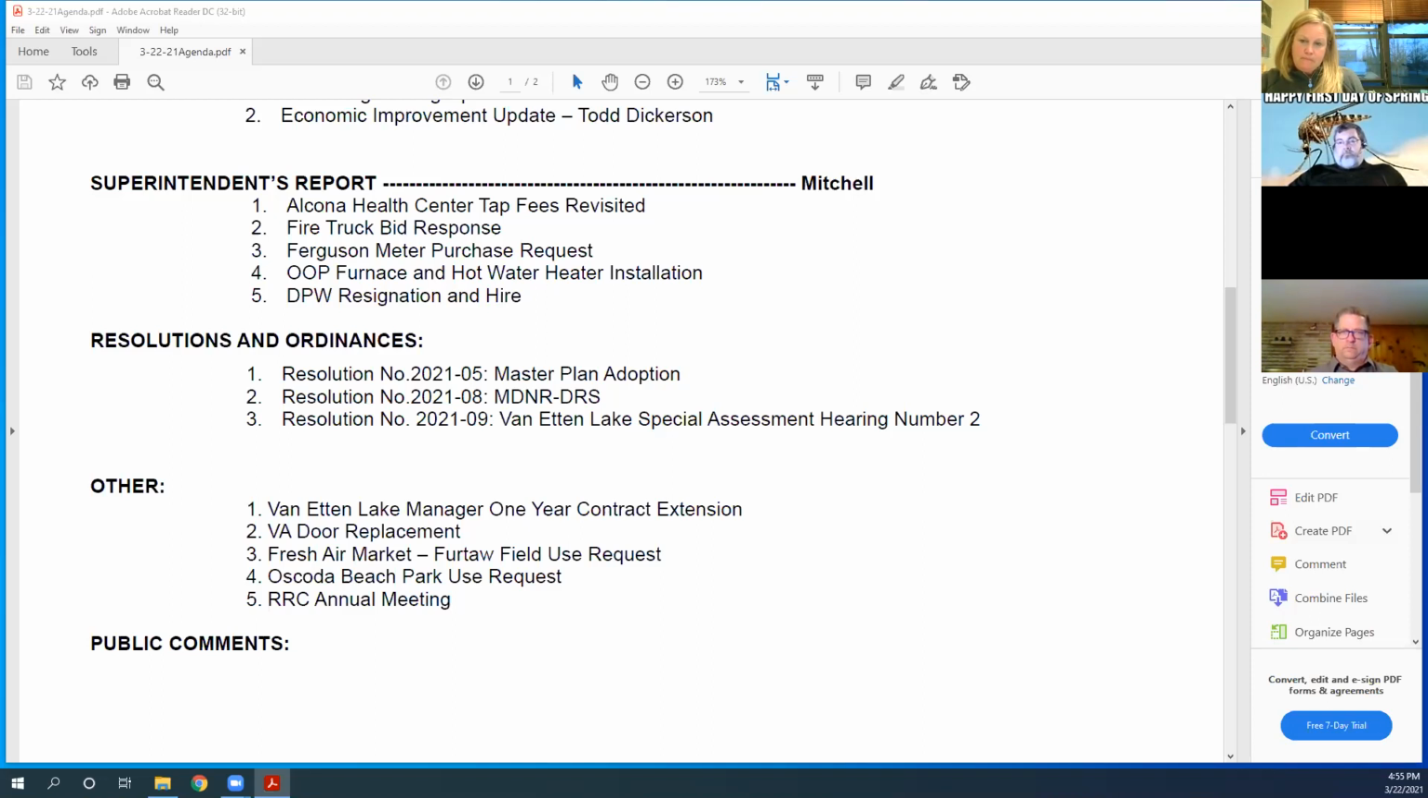And as far as the other one that I'm aware of, the property right by the railroad tracks, I think it's Galton's property. That one meter pit, and that was paid. Let's see here. It was late in the fall.